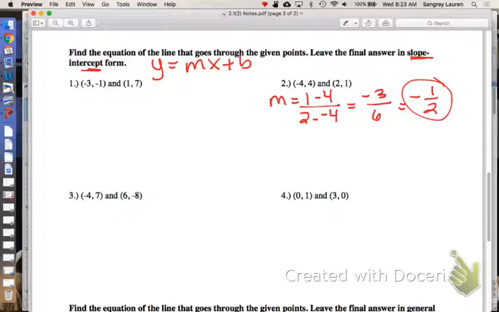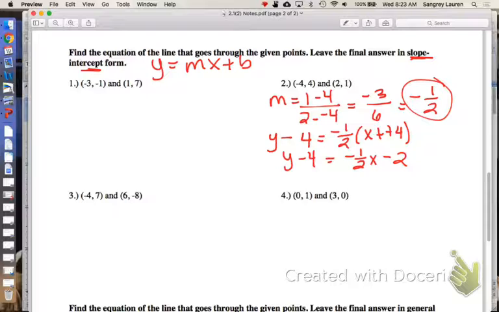Now it doesn't matter which point you use. I tend to use the first one, but it's your choice. So we have y minus y1, which is 4, equals m, which we just found is negative 1/2, parentheses x minus x1, which is a negative 4. So to clean this up a little bit, that minus negative becomes plus plus. And we are going to distribute. So now we have y minus 4 equals negative 1/2 x minus 2.